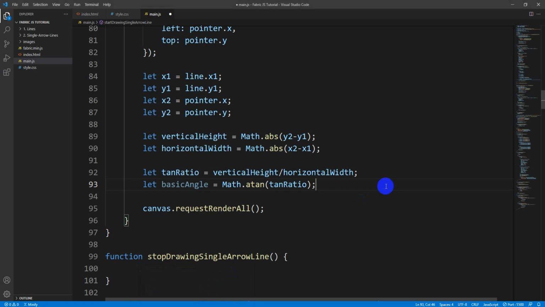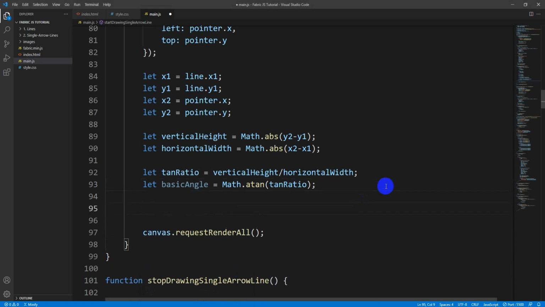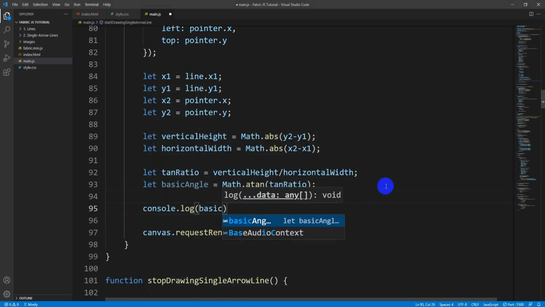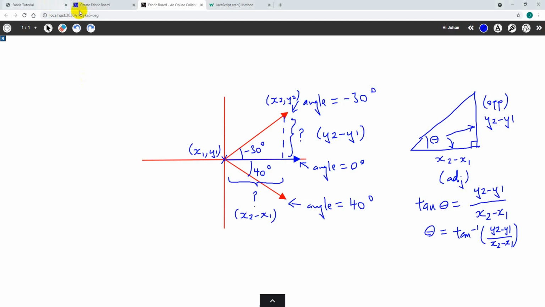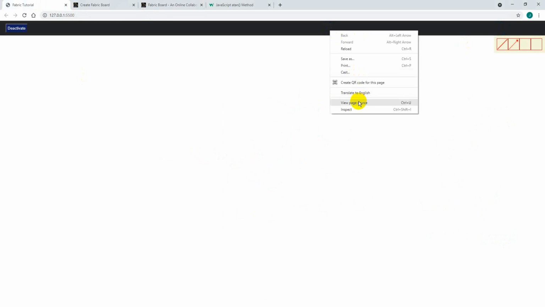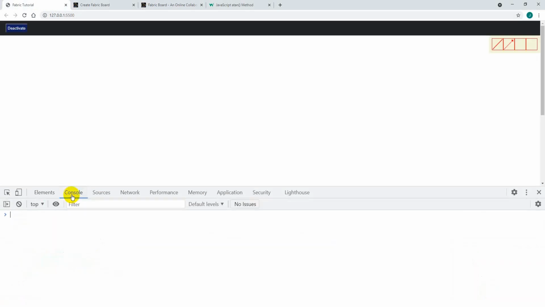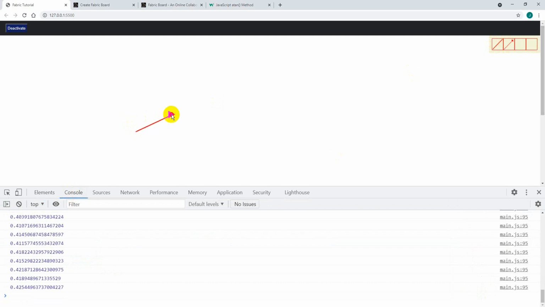All right, so we have this basic angle over here. Let's just console.log this basic angle first. Let's go over here, open up our console. I add this, and as you can see, our basic angle is in the radian format.